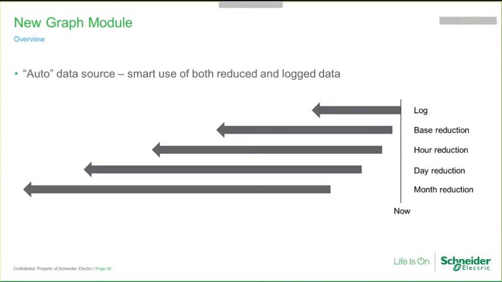But that's also the most recent data. Then the base reductions go a little bit further back, but it takes some time before that has been reduced, so you don't have it for the last few minutes. Hour reductions is, of course, you need to go 1 hour back or up to 1 hour back before you have that, and so forth. Basically, you don't have to worry about that. We analyze this and read whatever data is best suitable.